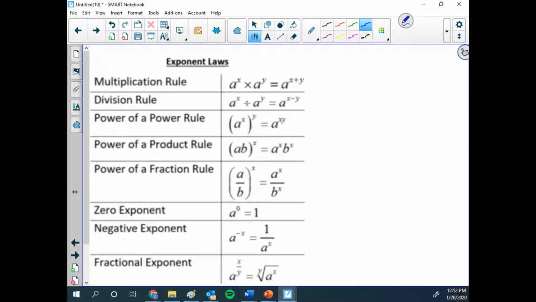And right now exponent laws probably don't seem super important, but if you continue to 20-1, 20-2, calculus especially, exponent laws come back into play over and over again. So it's good to know them. First one is the multiplication rule. We do this in grade 9.